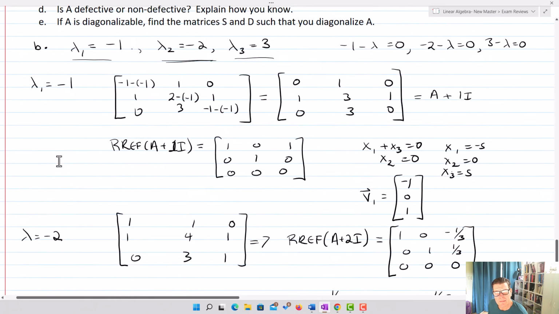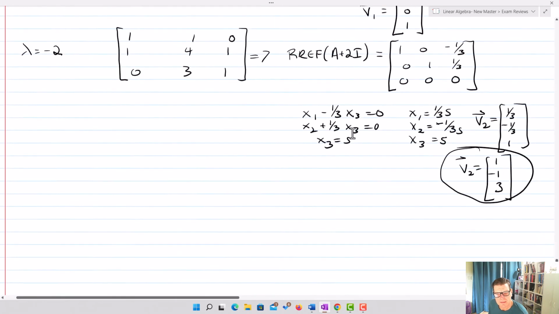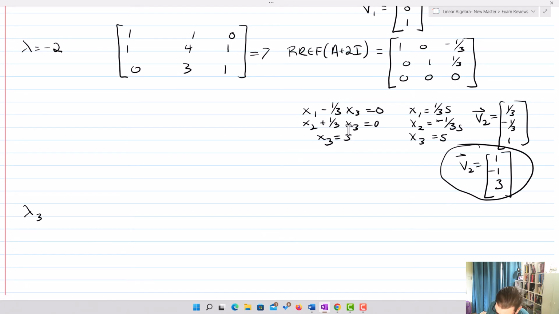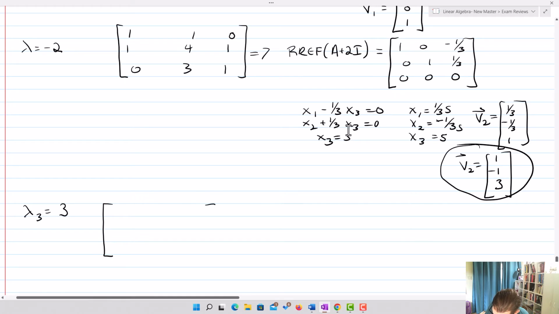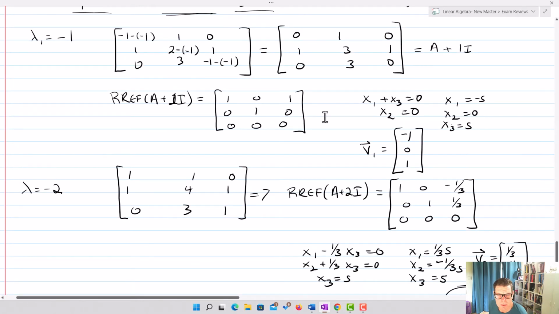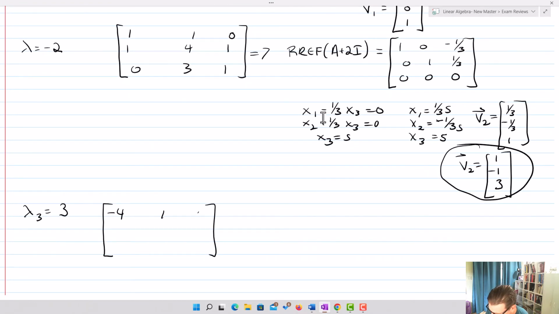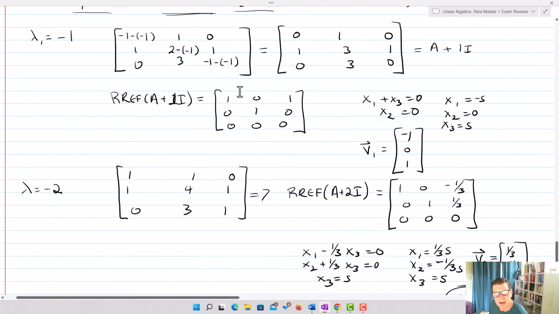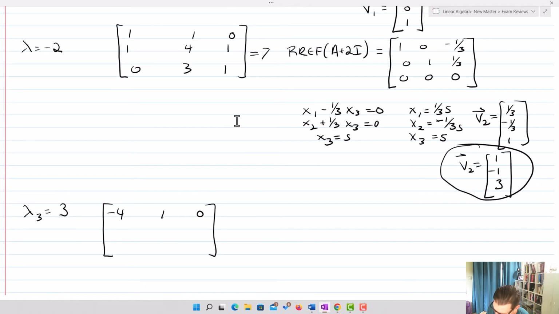We'll go back up. We want to see that lambda 3 is equal to 3. So lambda 3 equals 3. I'm going to now subtract 3 from my diagonal. So negative 1 minus 3 is going to end up equaling negative 4, and then 1, 0. Second line, 1, 2 minus 3 is going to be negative 1, 1.